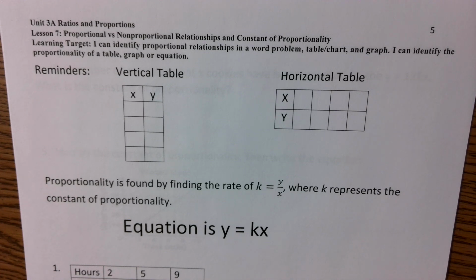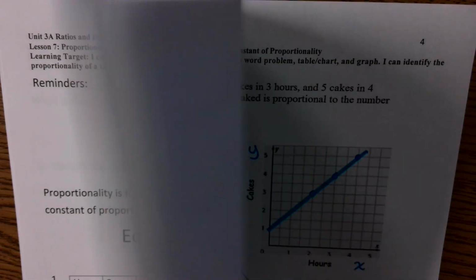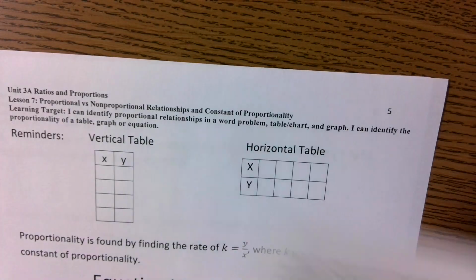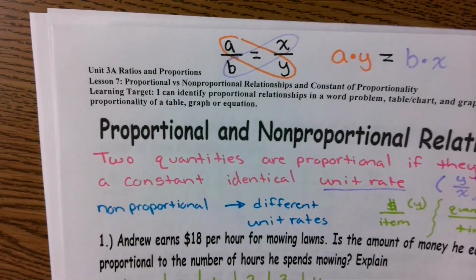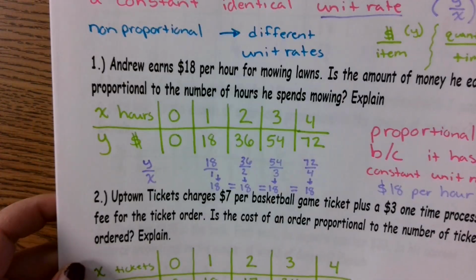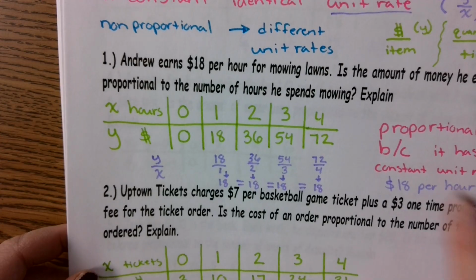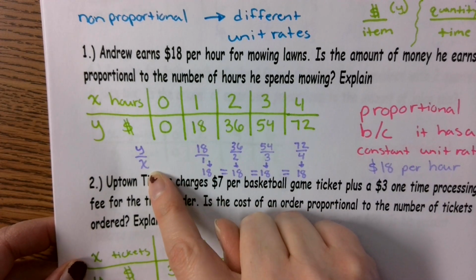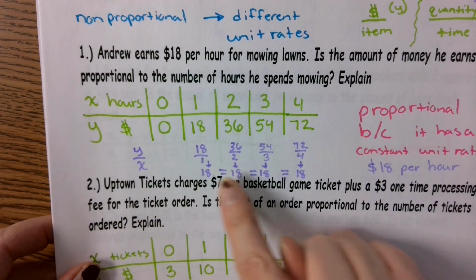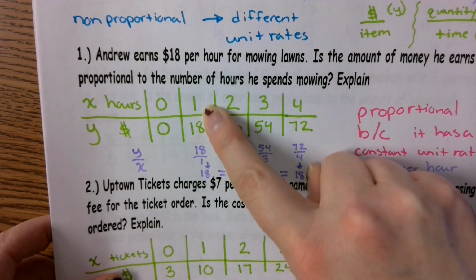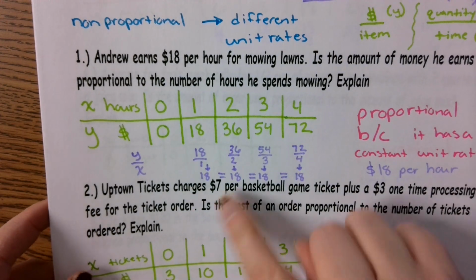Okay, so I'm going to review real quickly over what we have done for the past couple of days. Last week, we were able to get through several different things with proportional versus non-proportional relationships. Remember that if a relationship is proportional, then when you take the y value and divide it by the x value, you will get the same number every single time. Every one of your y's divided by their corresponding x's will simplify to the same thing.